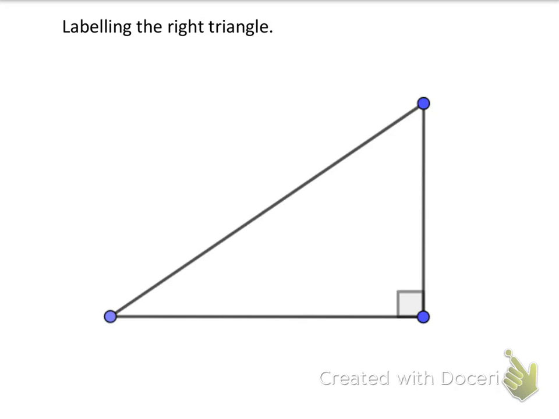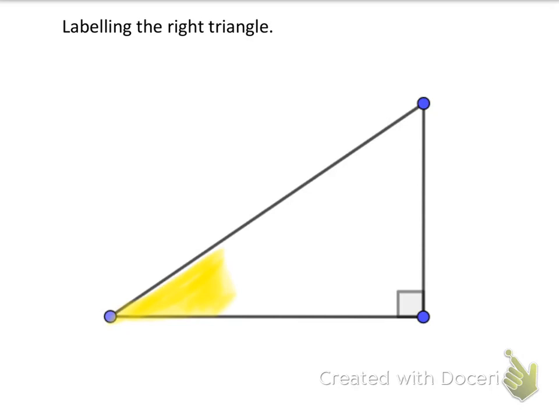Before we start getting into each of the trigonometric functions, we first have to correctly label our right triangle. First, we identify the angle that we're talking about. In this example, we'll consider the angle in the bottom left of the triangle. The angle we're considering is always one of the two acute angles in the right triangle, not the 90-degree angle.